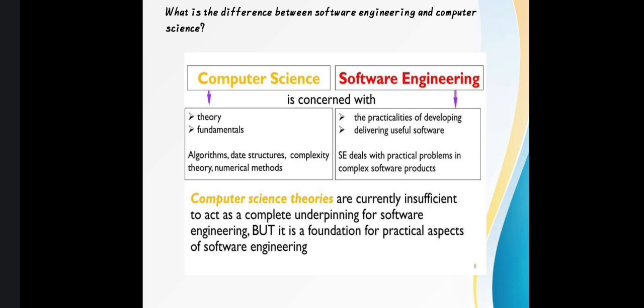What is the difference between software engineering and computer science? Computer science is concerned with theory, fundamentals, algorithms, data structures, complexity theory, and numerical methods. Software engineering is concerned with the practicalities of developing and delivering useful software. It deals with practical problems in complex software products. Computer science theories are currently insufficient to act as a complete underpinning of software engineering, but they are a foundation for practical aspects of software engineering.